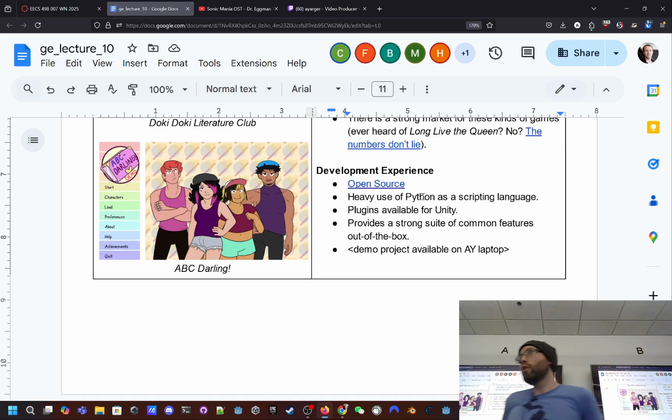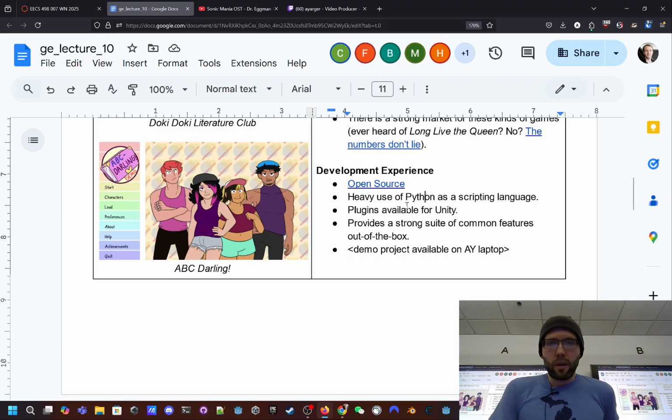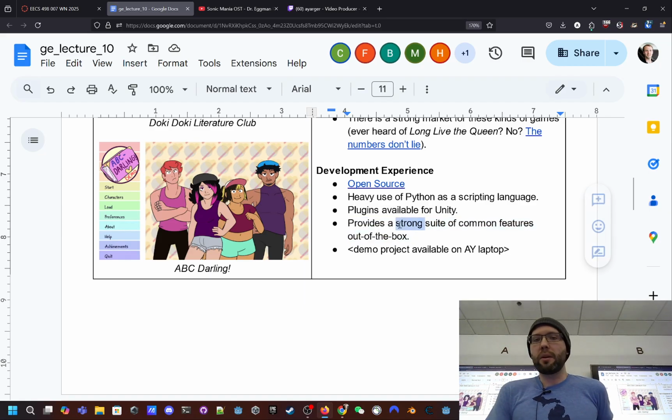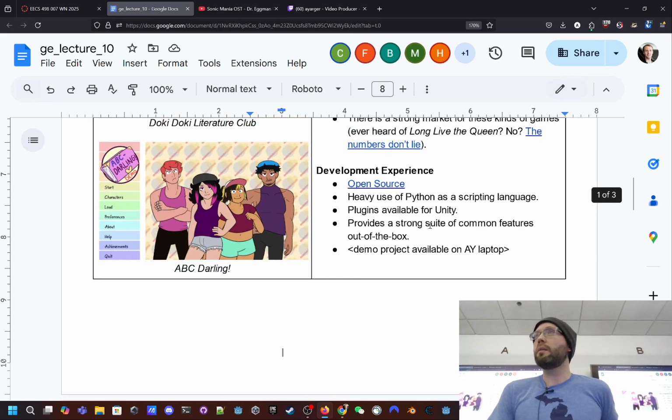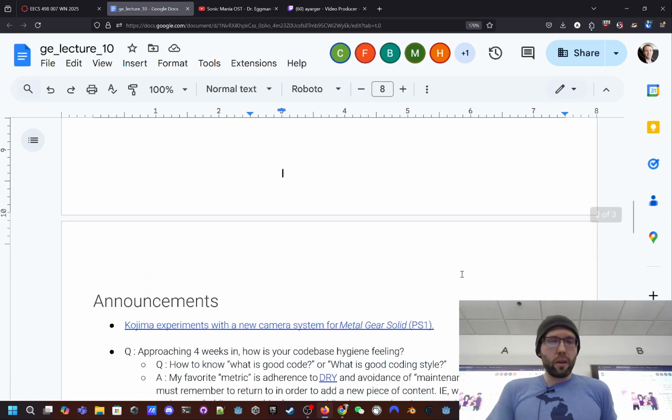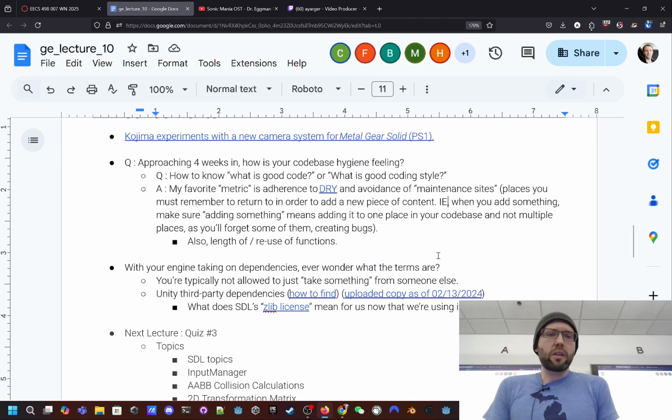Plugins are available for Unity. So there are teams out there that use RenPy for their visual novel dialogue engine in action games. The main action part of the gameplay is written in Unity, and then it calls into RenPy to do the dialogue and cutscenes and stuff like that. So pretty cool. It provides a strong suite of common features out of the box. I'm not actually going to show you the demo project on my laptop, but you can download it and mess around with it if you want to. Okay. All right. So some fun stuff.